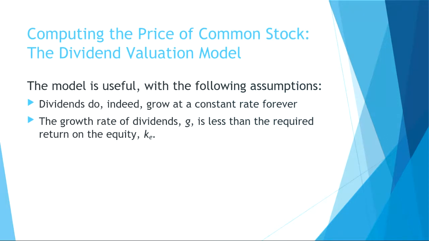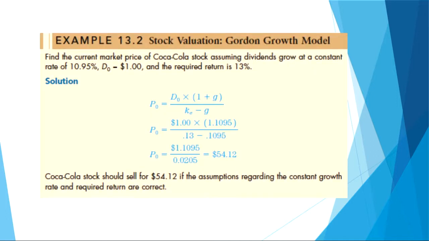Okay, let's move on to the next slides. Here is the basic example from your book, right? Find the current market price of Coca-Cola, assuming the dividends grow at a constant rate of 10.95%. The dividend right now is $1, and the required return for this stock is 13%, right? How do we calculate the price? First, we need to calculate the next year dividend, D1, which is 10.95% more than this year.